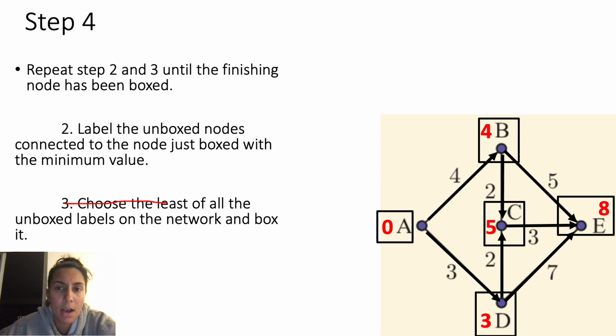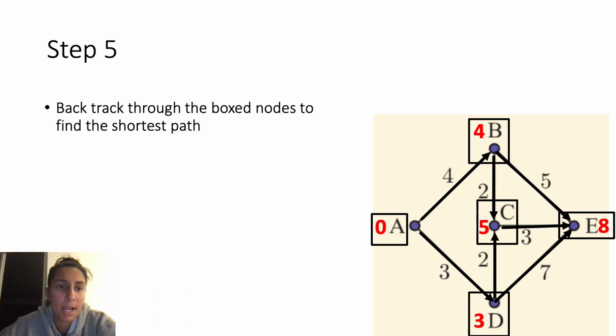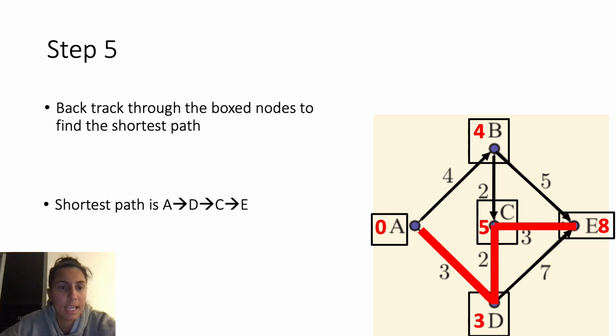So now my final step, so I know the shortest path has 8 units, and my final step is to backtrack through the boxed nodes to find the shortest path. So 8 take 5 does not equal 4, 8 take 7 does not equal 3, but 8 take 3 equals 5, 5 take 2 equals 3, and 3 take 3 equals 0. So the shortest path is A to D to C to E. All done, easy breezy.